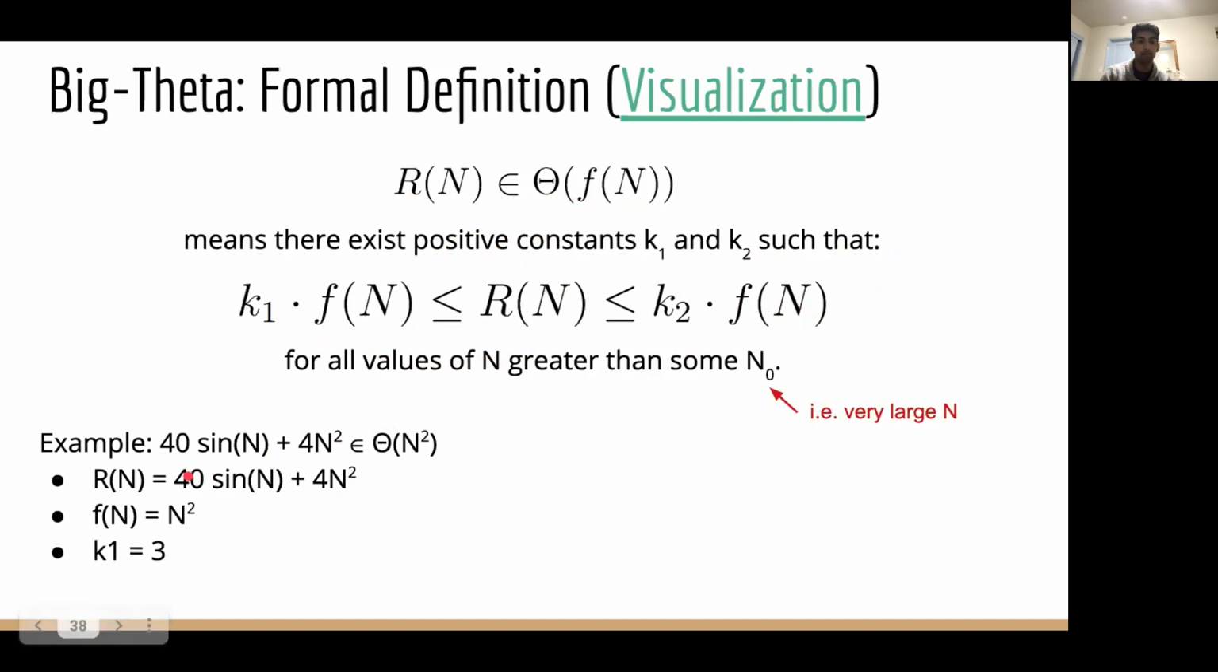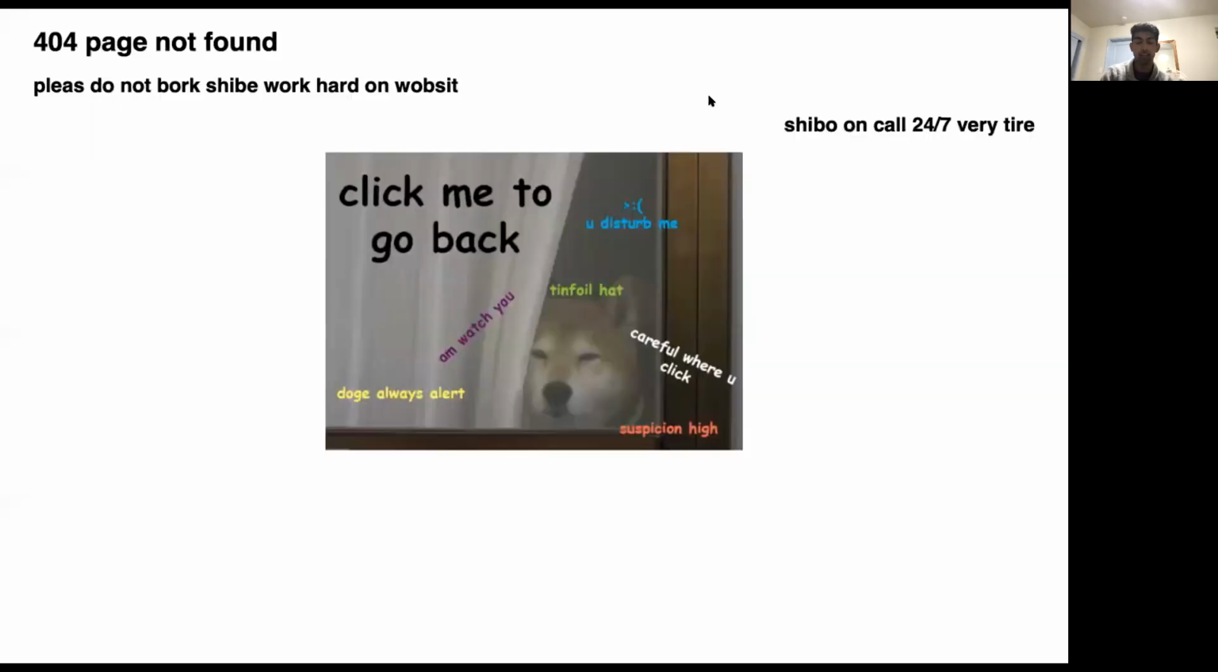Suppose that we have this function r of n, and f of n is n squared. Okay, the reason we can use a theta bound here is I can say that k1 is 3, k2 is 5, f of n is n squared, and it actually bounds r of n, as we can see in this visualization.